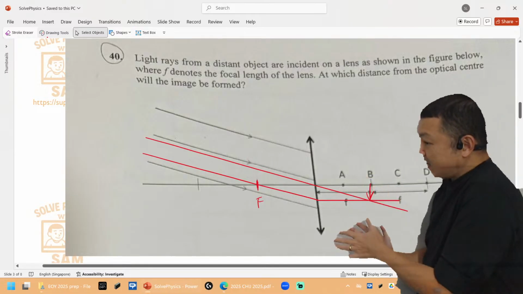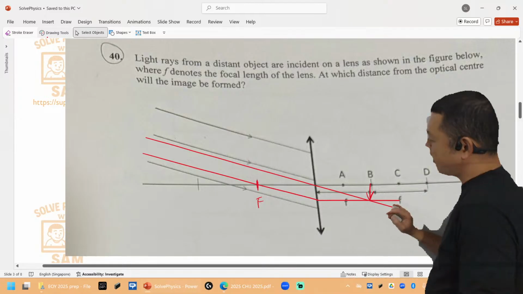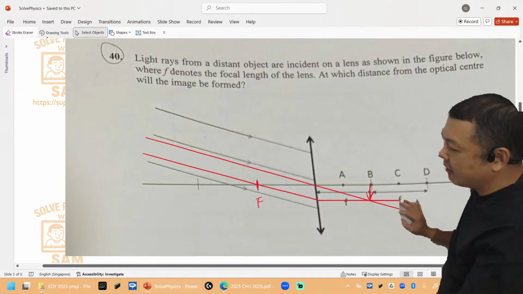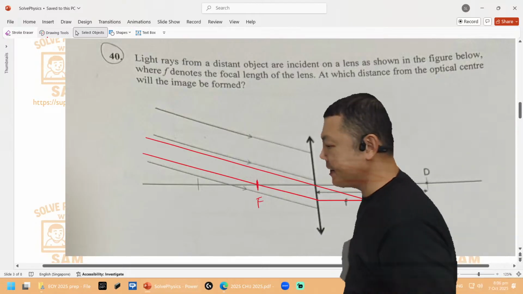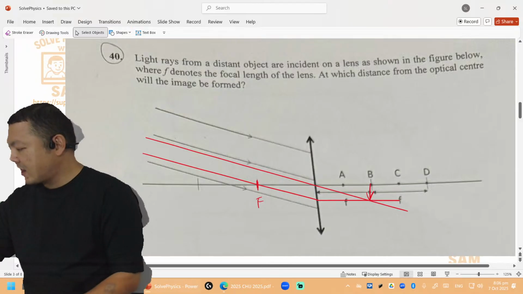You could have worked this out because they are very kind to you. They gave you the diagram. You still could have drawn it out and realized that the image is at B. But I swear a lot of the other questions you need to memorize. So please go and memorize your 6 lens diagrams. Let's get back to Seth.